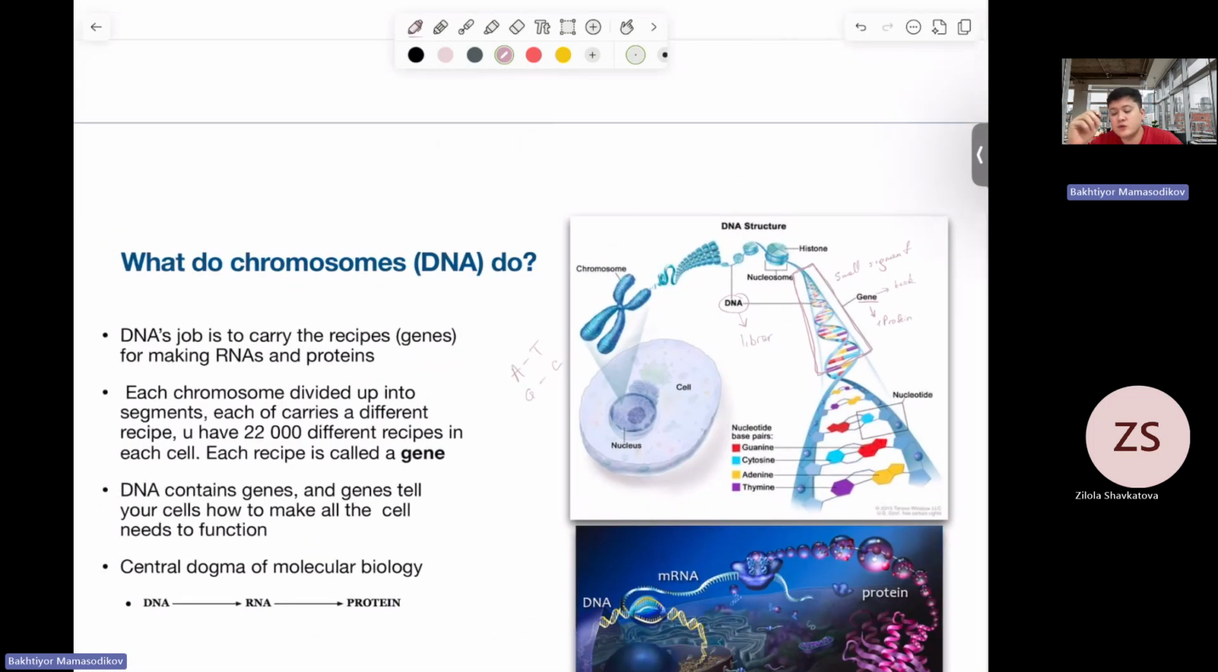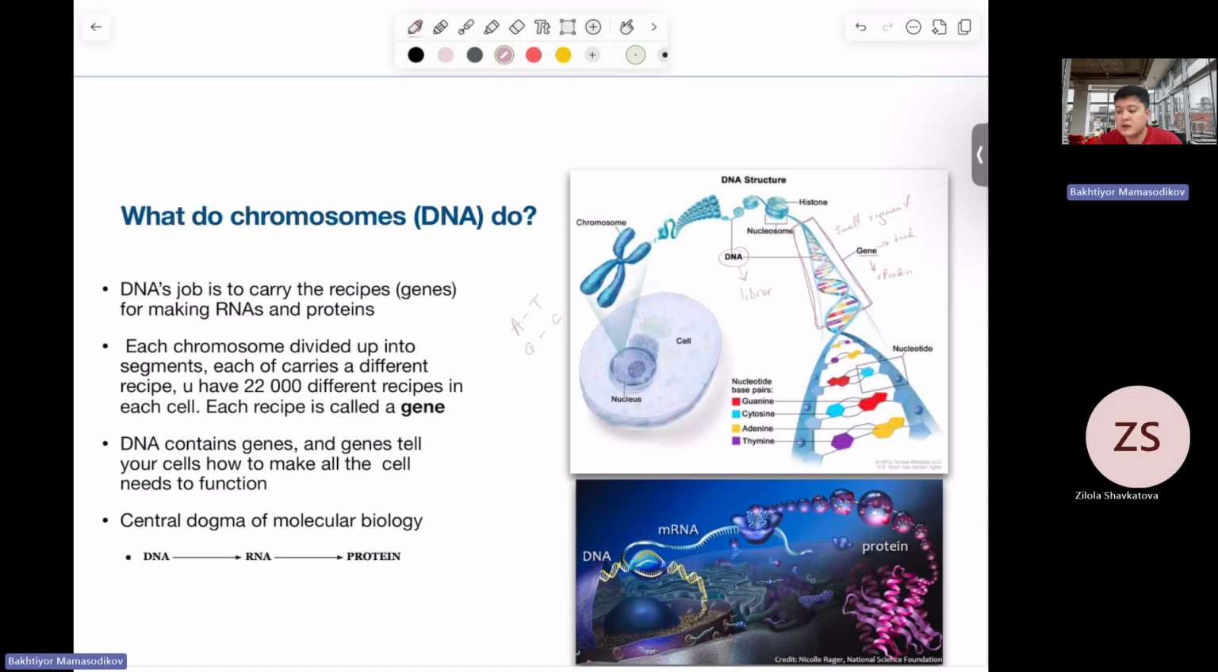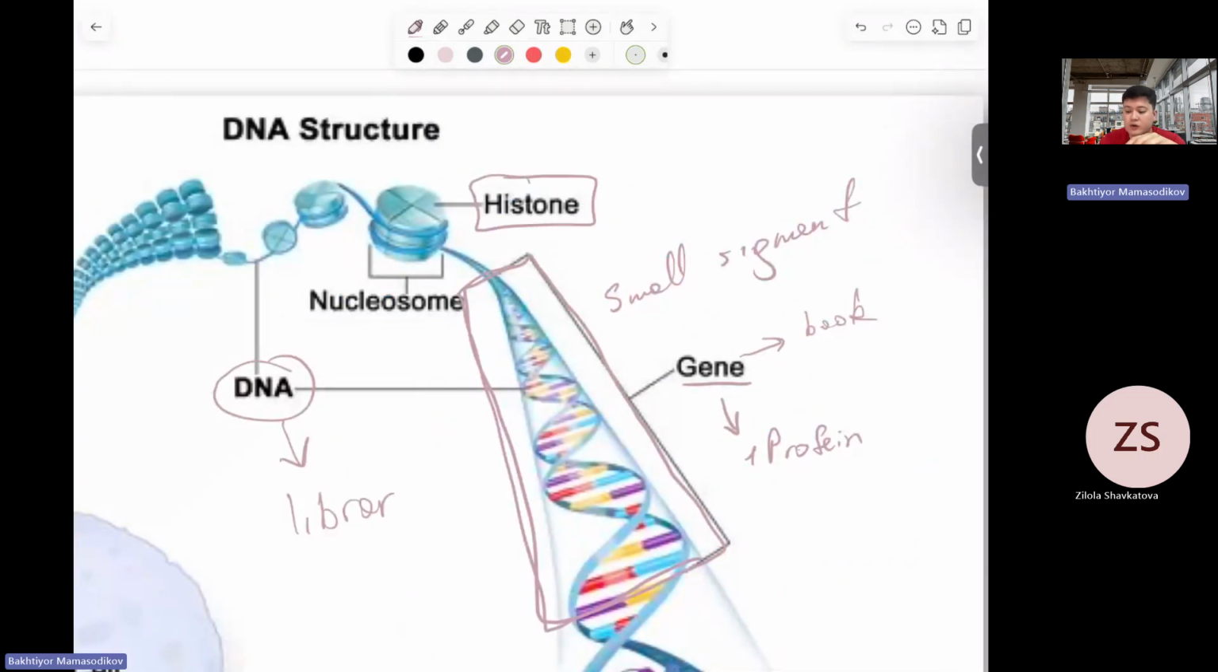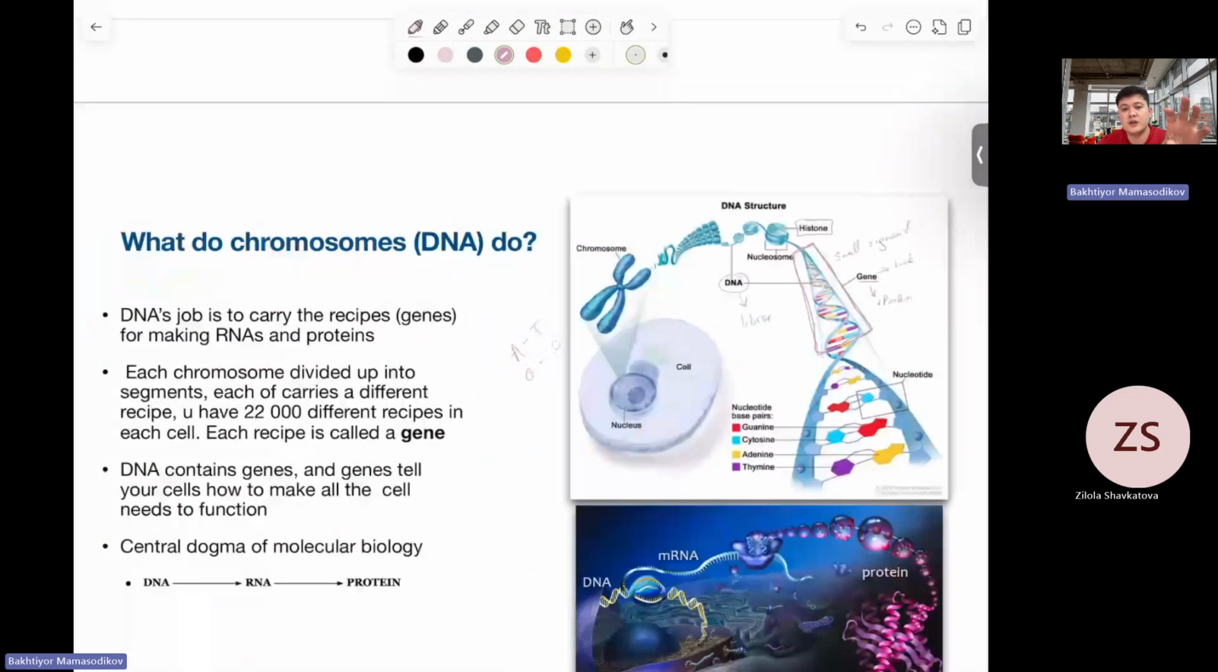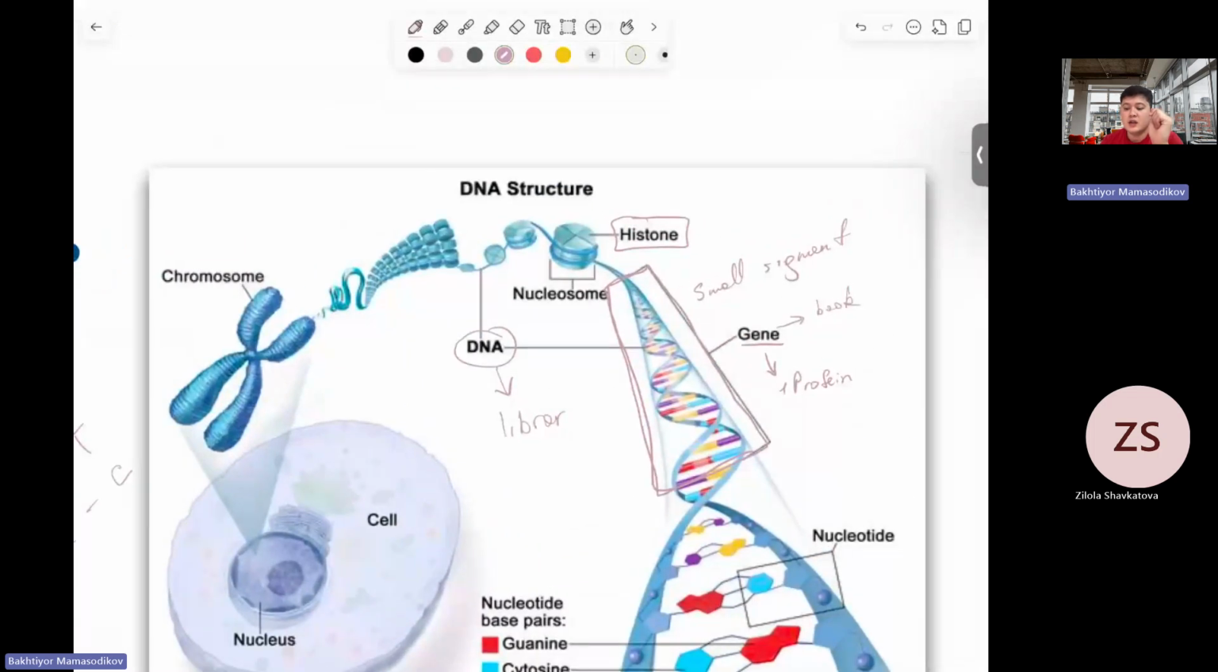Okay, DNA is super long, about 2 meters long, so it's tightly packed and coiled around proteins. And we call these proteins histones, okay? The histones and the DNA together make nucleosomes, and they make up a big chromosome then.